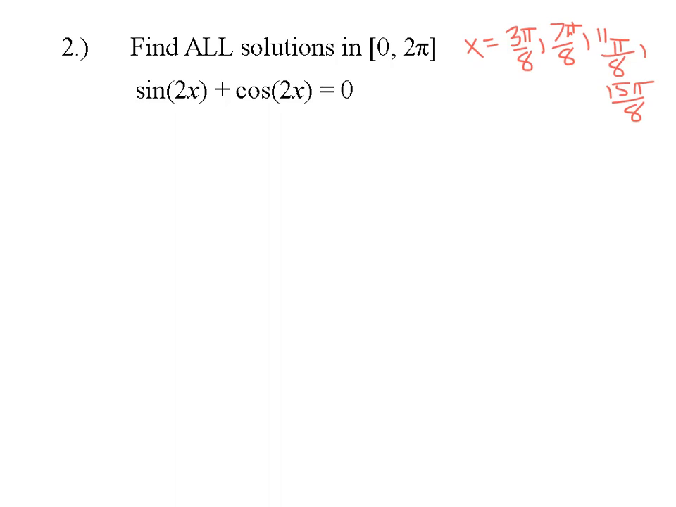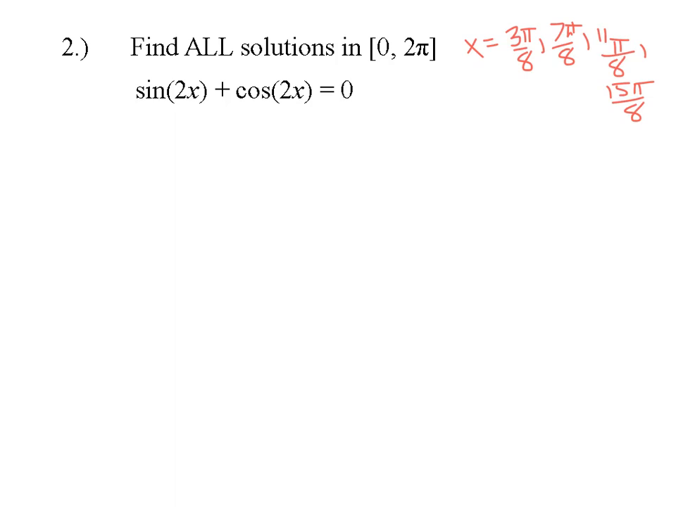All right, so your solutions for the second problem should be 3 pi over 8, 7 pi over 8, 11 pi over 8, or 15 pi over 8. So if you were missing some solutions there, it's because this one ends up being a tangent problem. So you might want to follow up here and watch this. If you got all those solutions, you can go ahead and go on to the next one.